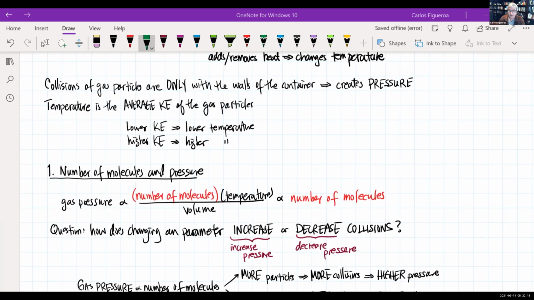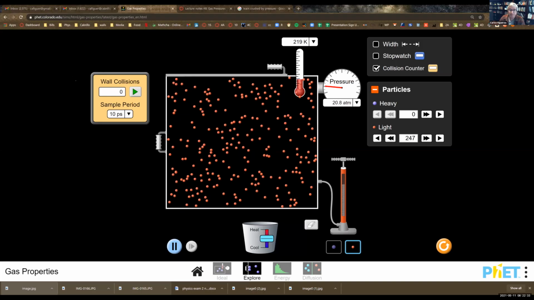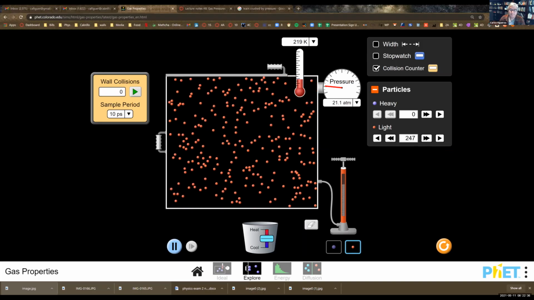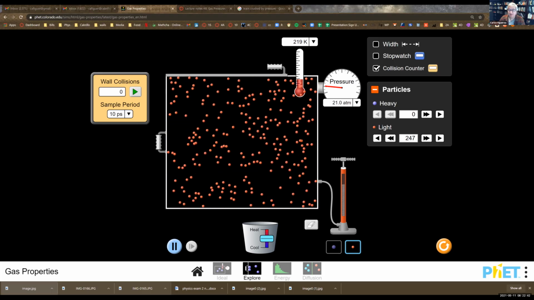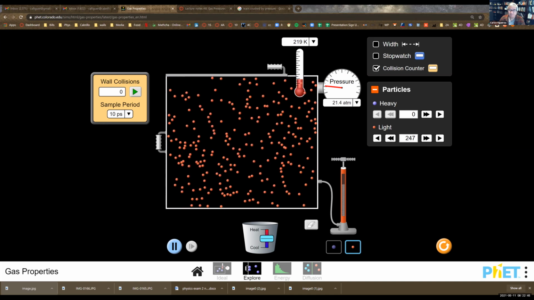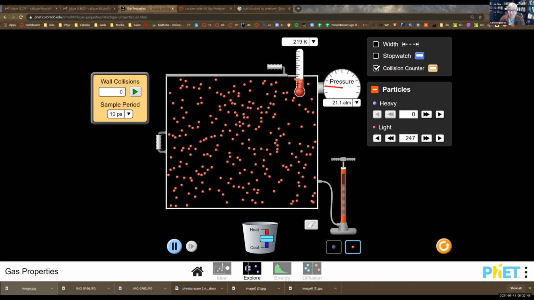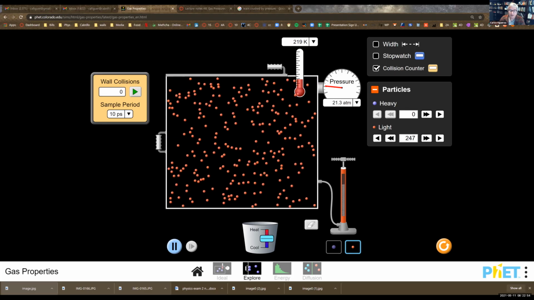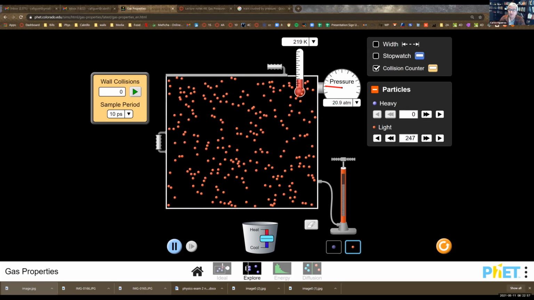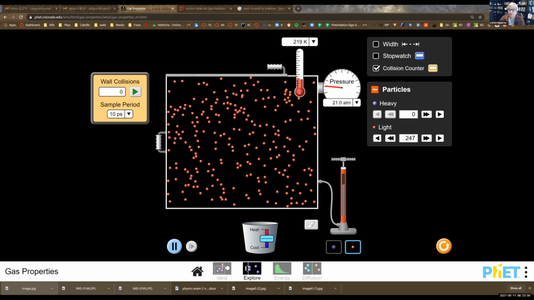Let me go in and try to find my applet here. You're seeing it now. So when I look at this, what I'm seeing is that, again, temperature is the average kinetic energy of the molecules. And how do you add heat now? The way we add heat is that we start to increase the temperature of the system. So let's go look at this.